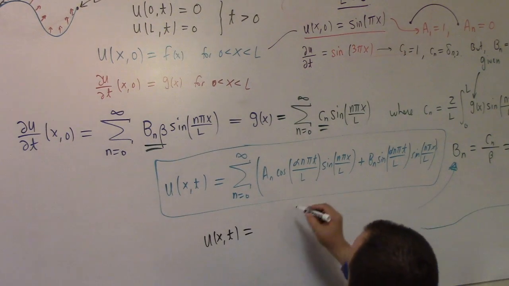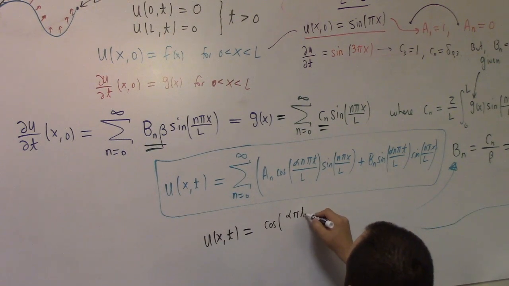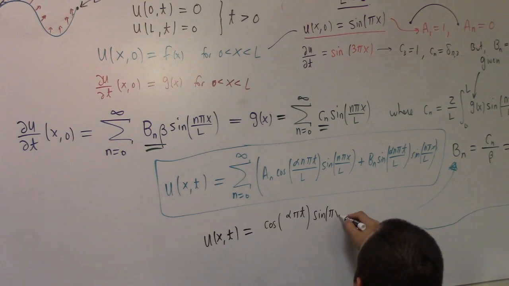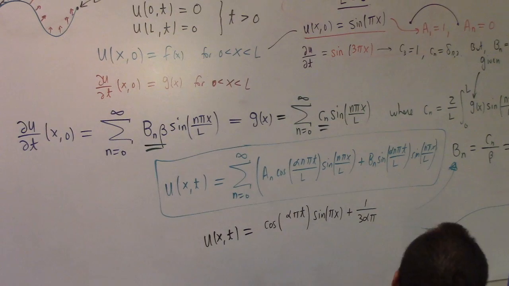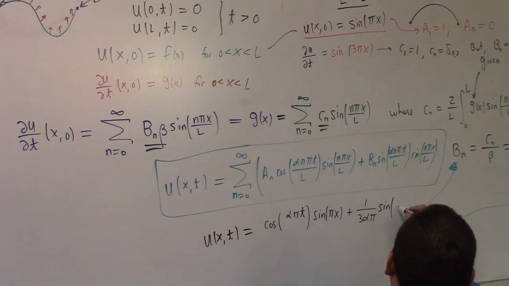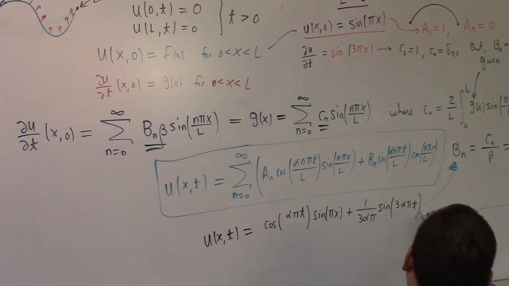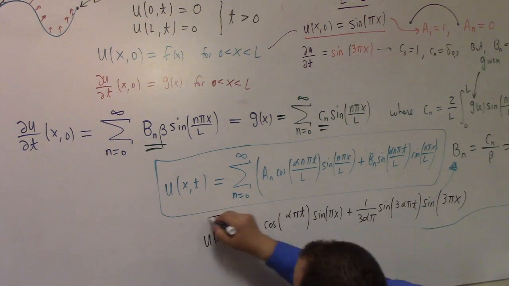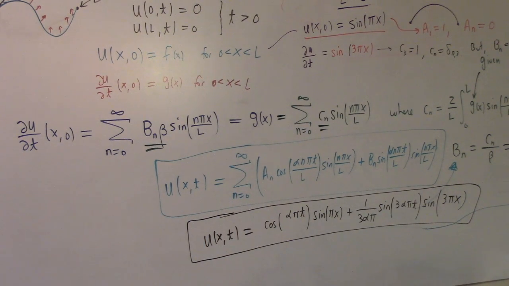So a sub 1 gives me what? We got cosine of alpha pi t times the sine of pi x, and then plus 1 over 3 alpha pi, right? That was our b sub 3. And then the sine of 3 alpha pi t, the sine of 3 pi x. And that is in fact a solution to the wave equation which satisfies those initial conditions.